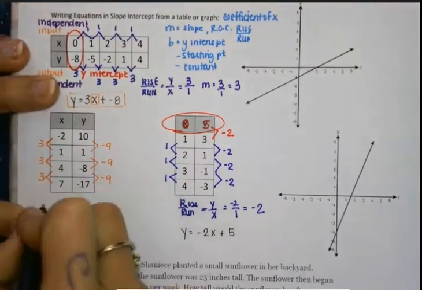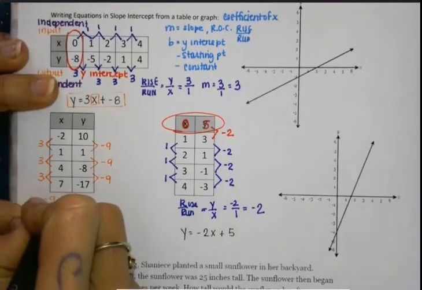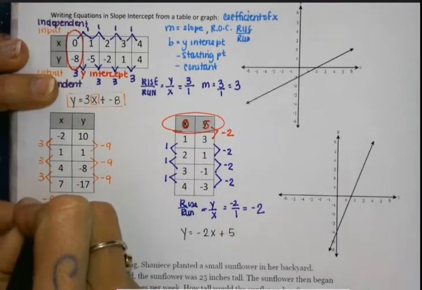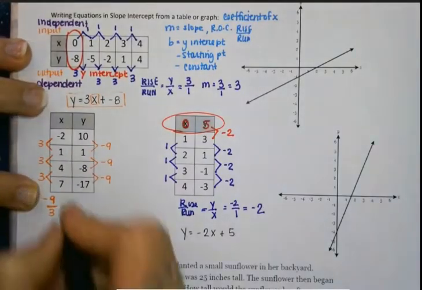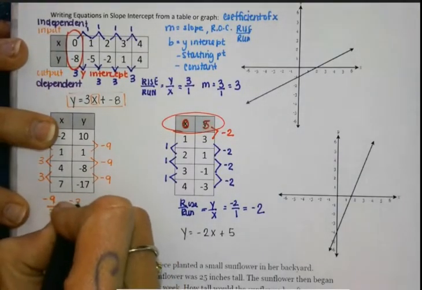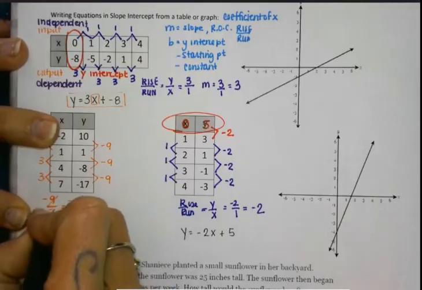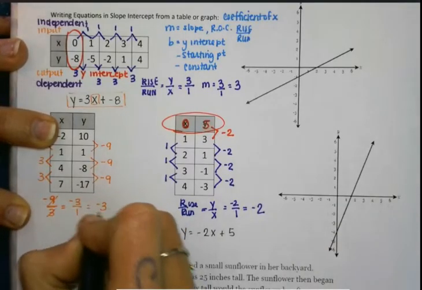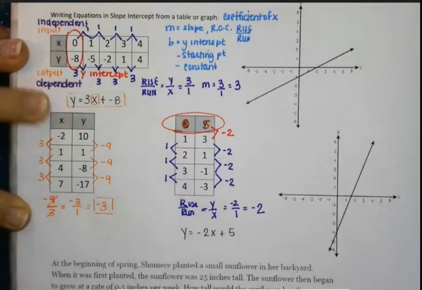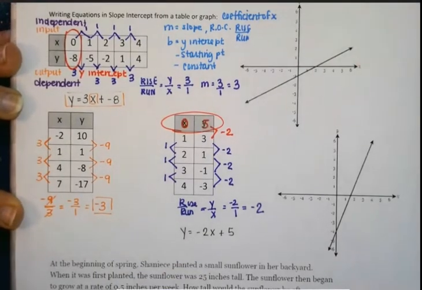Rise over run, so negative 9 over 3. We're in high school. We always want to reduce. 3 goes into 9 3 times. So it's going to be a negative 3 over 1 because I divided them both by 3, which again is going to give us a negative 3 as our slope. So that's our m value. We are missing our y-intercept.